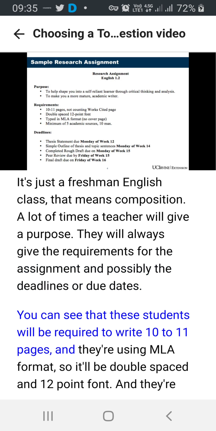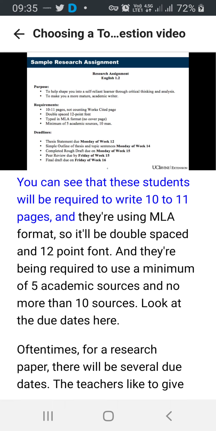You can see that these students will be required to write 10 to 11 pages. And they're using MLA format, so it'll be double-spaced and 12-point font. And they're being required to use a minimum of 5 academic sources and no more than 10 sources. Look at the due dates here.